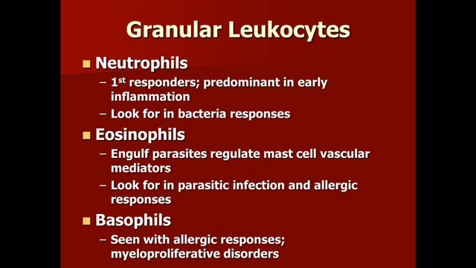With eosinophils, their job is to engulf parasites as well as regulate mast cell vascular mediators. We would look for those in both parasitic infections and, importantly, that allergic response that we talked about when we talked about immune system dysfunction. Basophils are also seen in allergic responses as well as myeloproliferative disorders. So I would be looking for some basophils if someone had a leukemia.